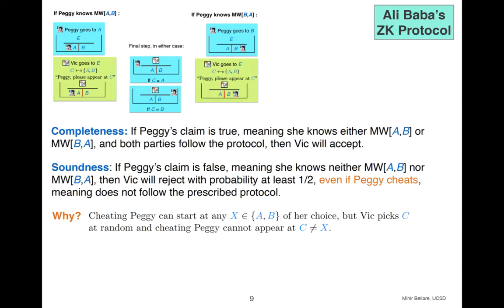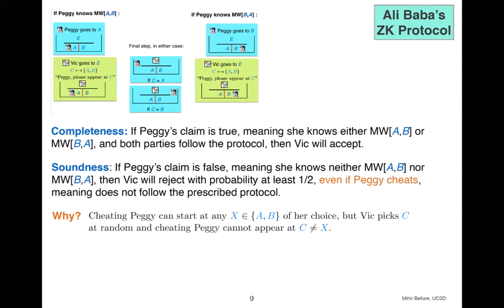And this is why we talk of the notion of a proof, meaning she actually doesn't know the magic words. She knows neither of them. She's just trying to fool Vic by claiming that she knows one of the two magic words. Now, she will be able to succeed in fooling Vic about half the time. But the fact is, what the protocol ensures is, no matter how she tries to behave, as long as Vic does the steps he's supposed to do, Peggy can't win with probability more than a half.